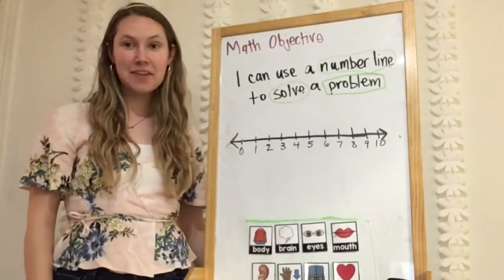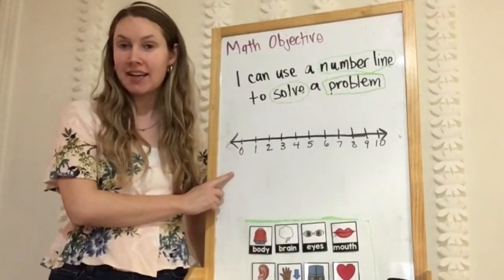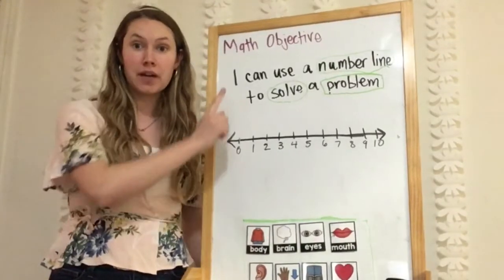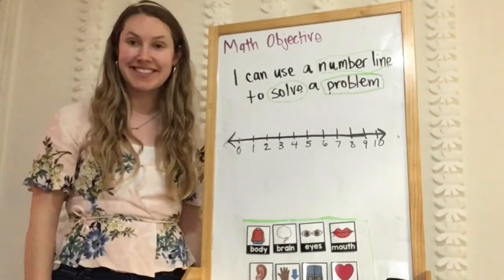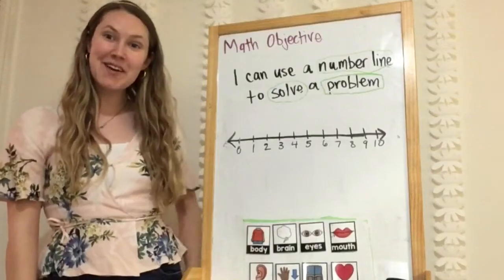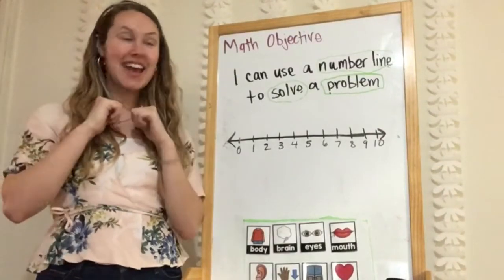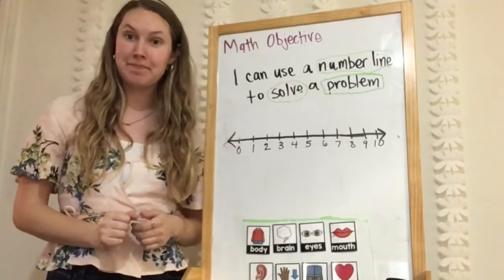Hey TK, it's time for us to do some math. We're going to be continuing using our number line as our strategy today to help us with addition problems. So we're going to go over our objective and then dive right into using our number line. Objective is what we are going to learn. I can use a number line to solve a problem.